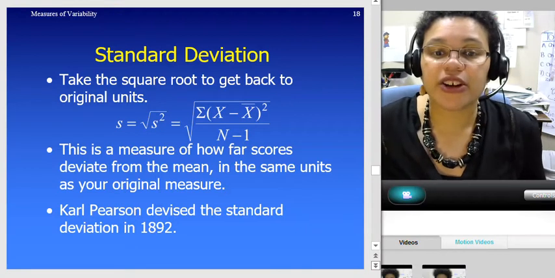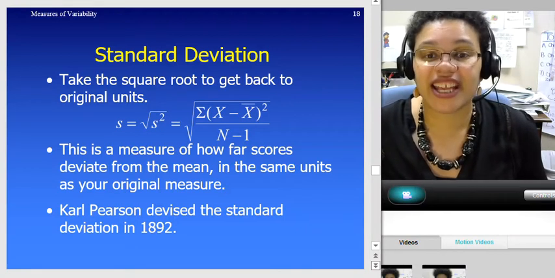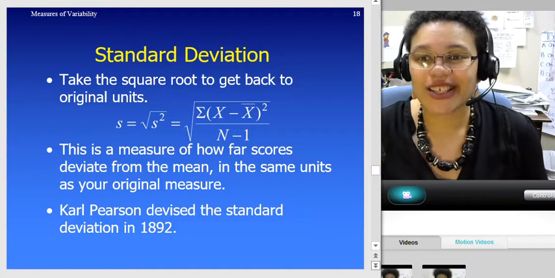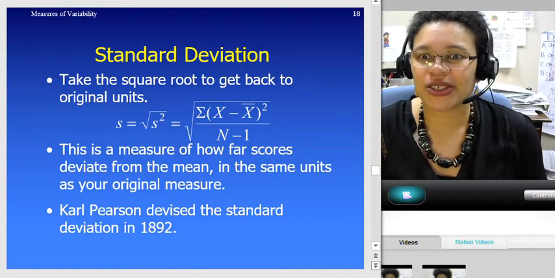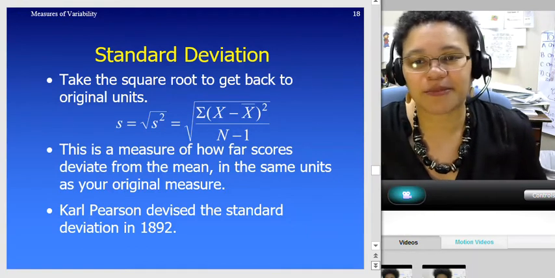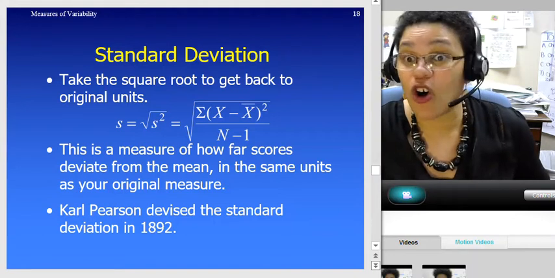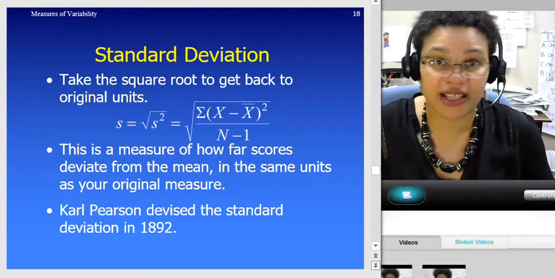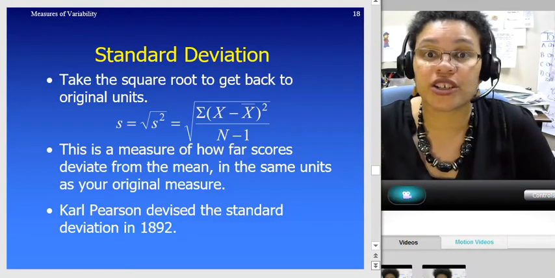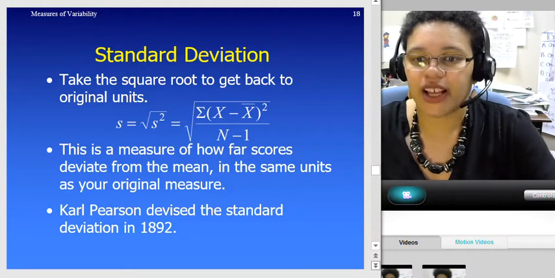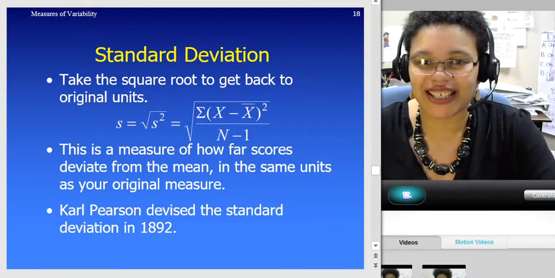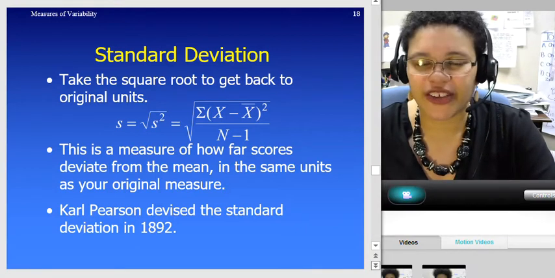And Karl Pearson devised the standard deviation in 1892. So this was one of the first statistics that was developed, right? And all statistics were invented by somebody somewhere. So that's important to know. Okay, let's go into the next. Standard deviation, I bet you've heard of it.